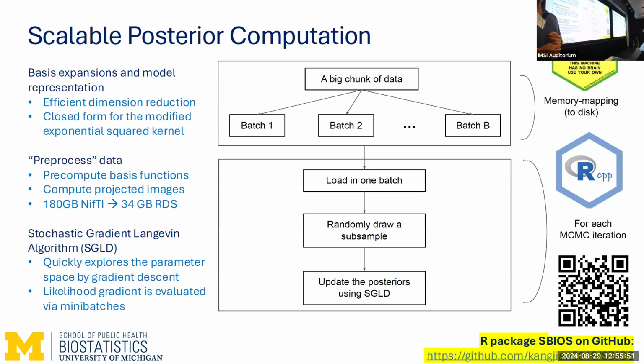We have a scalable posterior computation algorithm proposed. First, we use a basis expansion approach to represent the model, and do some transformation. I won't go through all the details, but if you want, you can look at our source code and our paper. The idea here is that we need to take advantage of this Gaussian process prior. Basically, we assume the spatial information will help us borrow strength from neighboring voxels, and then we can reduce the dimension.